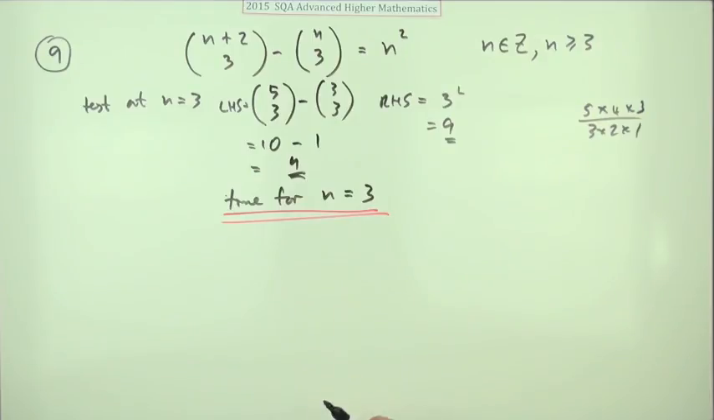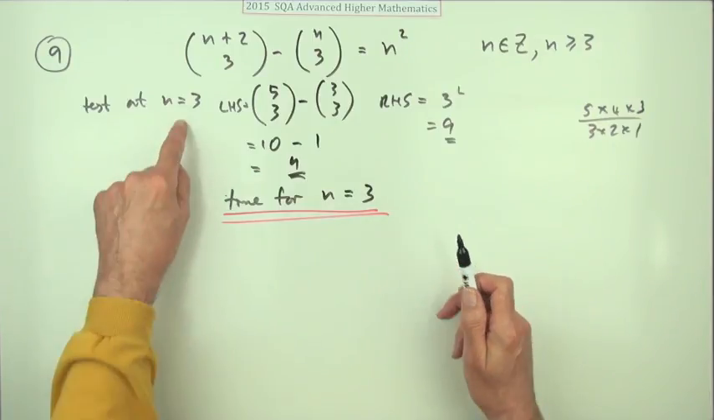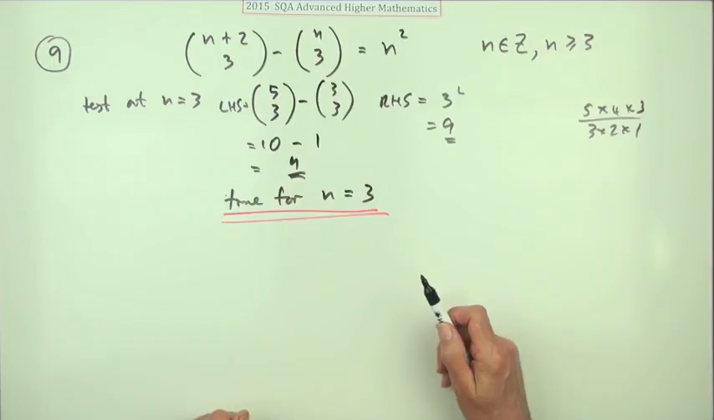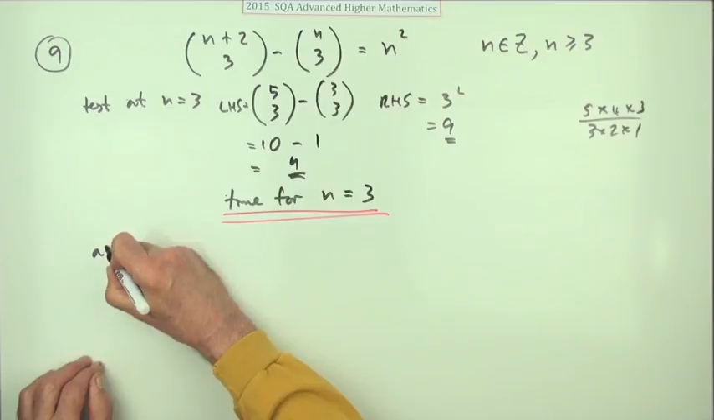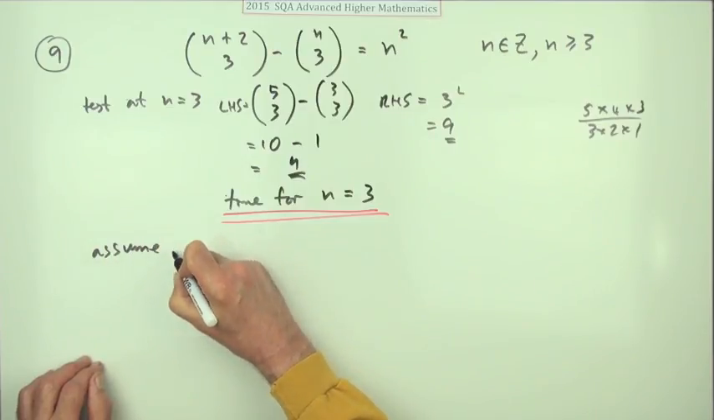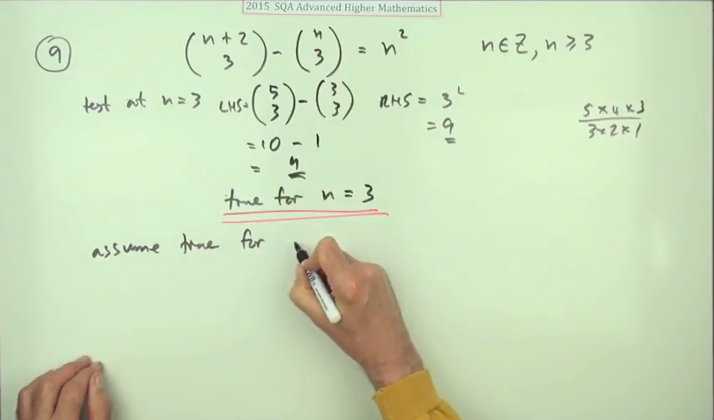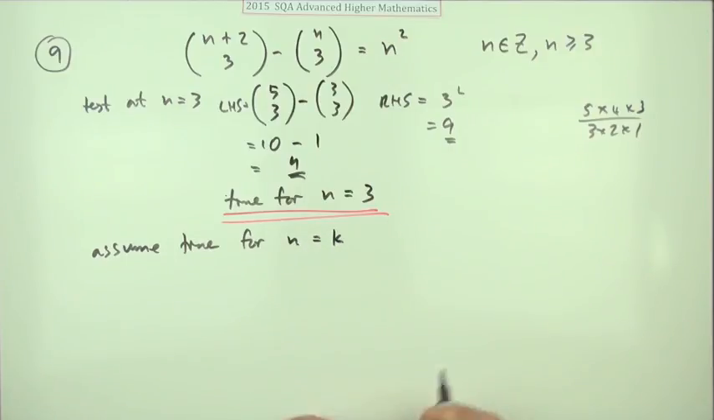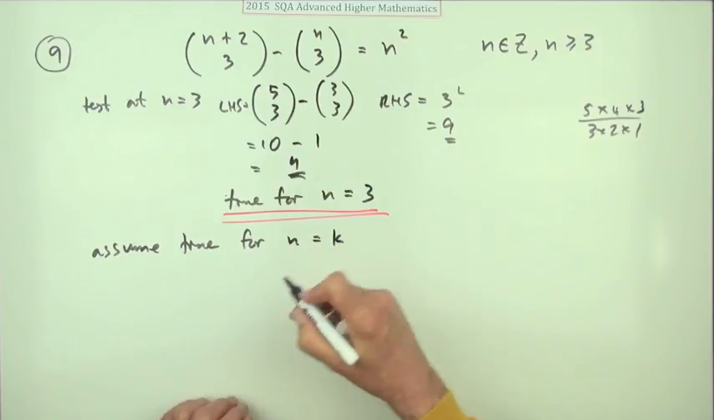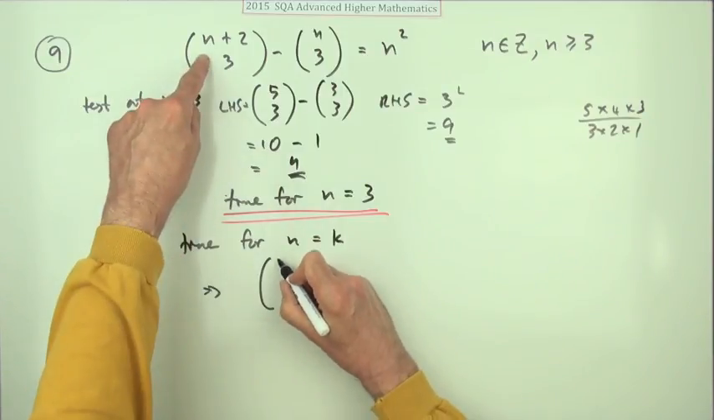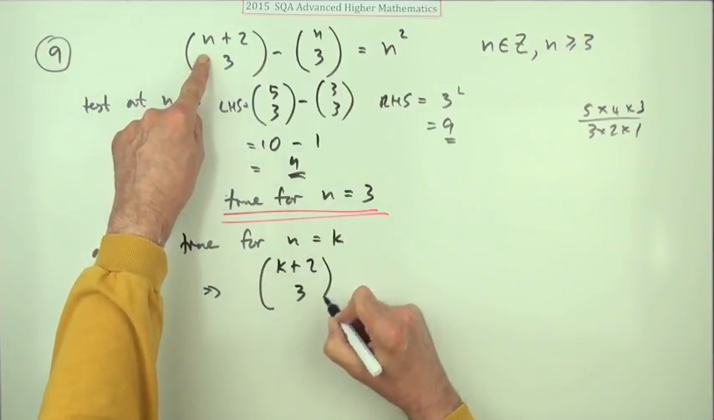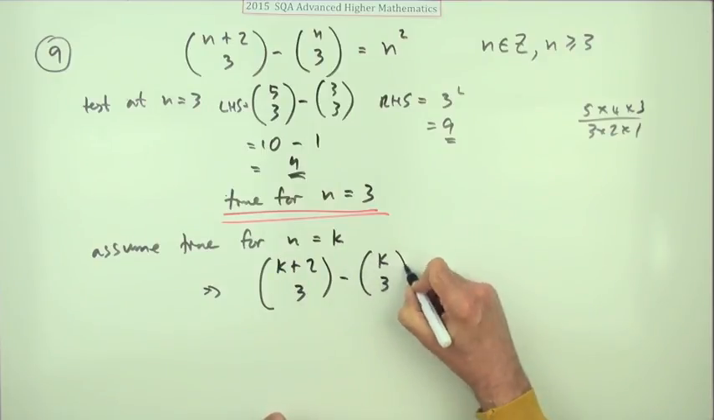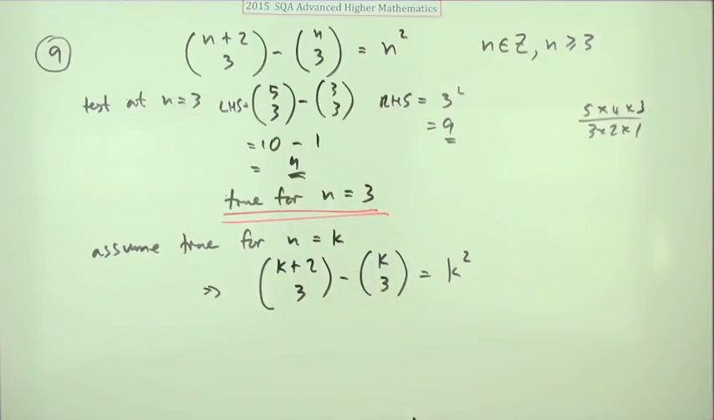Still not the first mark. The first mark according to the marking scheme is the base case. That's this one, the first one. And the inductive hypothesis. All right, we'll have to put that down, so we'll have to say that. So, assume true for n equals some arbitrary number further along, k, which means you'd make the statement (k plus 2)C3 minus kC3 should equal k squared. There's your inductive hypothesis. Now you get the first mark.